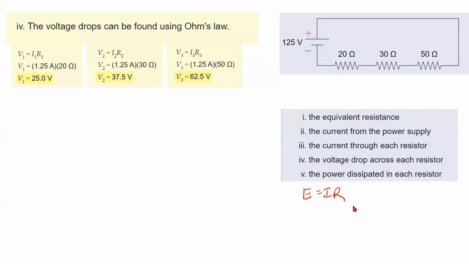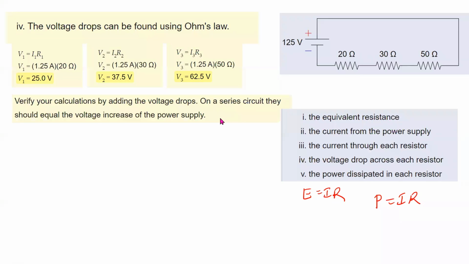Then what about the power dissipated in each resistor? What is power? We have discussed it, no? Power is equal to I squared into R. We know I, we know the resistors. Then can you calculate? Okay. Then verify your calculations by adding the total voltage drops. In series circuits, they should equal the voltage increase of the power supply. Means the voltage consumed by the 3 resistors should be equal to 125. Add these 3, then definitely it is equal to 125. That cross verification should be done.